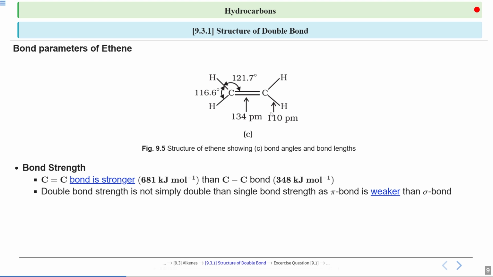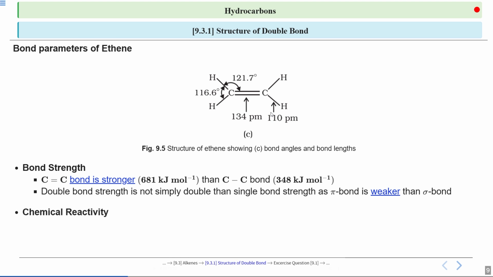if you consider only one pi bond, then of course it is weaker than the sigma bond of an alkane. Therefore, it is more reactive. You may think that C=C is stronger, so it will be less reactive. But due to the individual weakness of the pi bond, the alkene becomes more reactive.